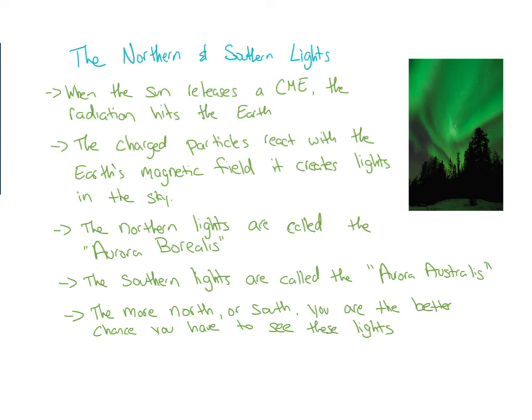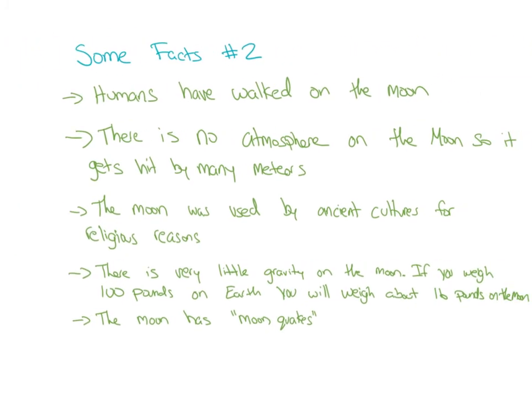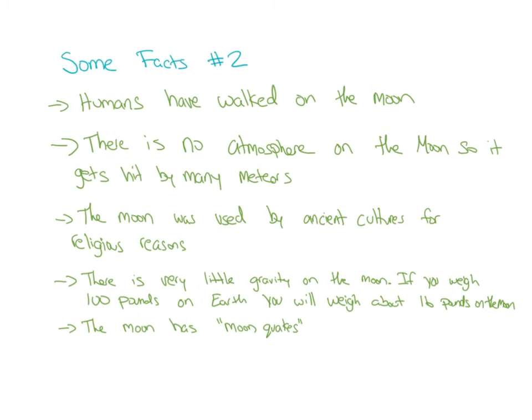So the Earth does have a magnet. It is a giant magnet because the core of the Earth is made out of metal, liquid metal. So that magnet pushes away a lot of this radiation, but sometimes the radiation is too strong and it does penetrate into the Earth, which is not a good thing.